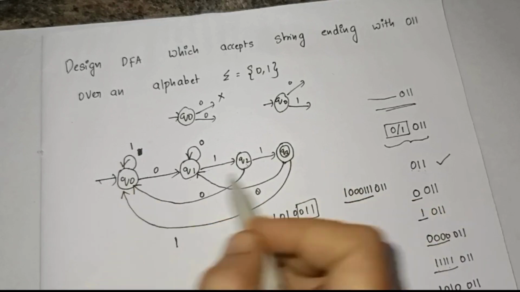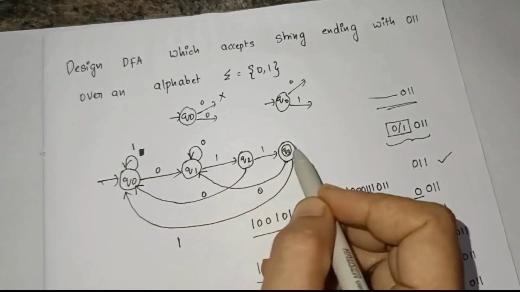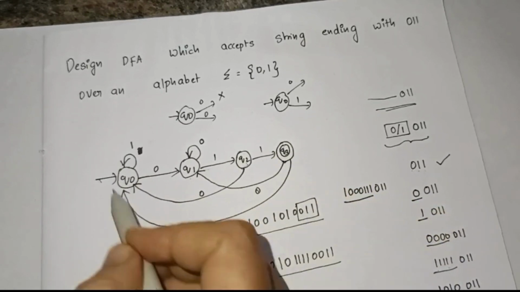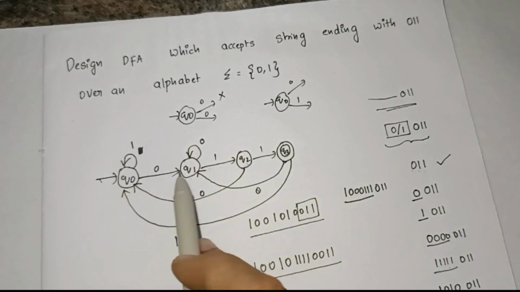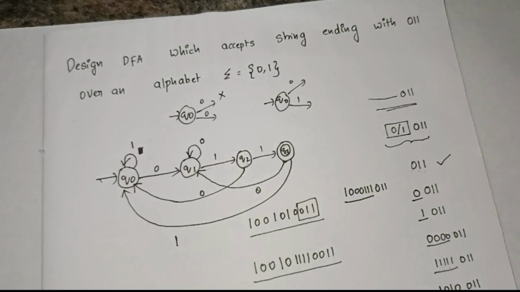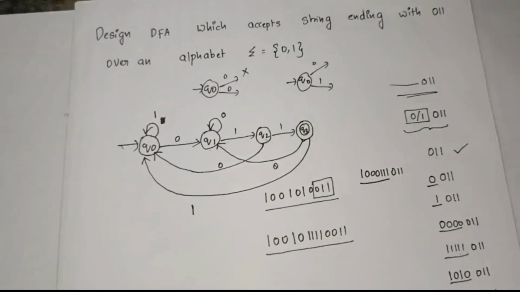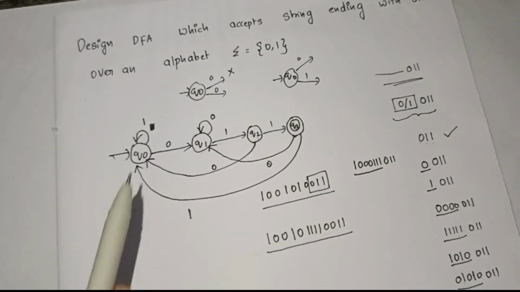So that wherever I reach, it will end up with 0 1 1. So better take the 1's transition like this and the 0's transition like this, so that finally it will end up with 0 1 1. Okay, so that is the main important thing we should know in DFA.